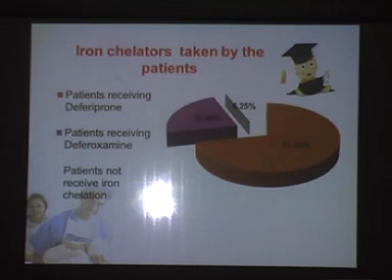93.7% of our patients are on iron chelation. 71.2% were receiving deferasirox, while 22.5% were receiving deferoxamine. Only 6.2% didn't receive any iron chelation.